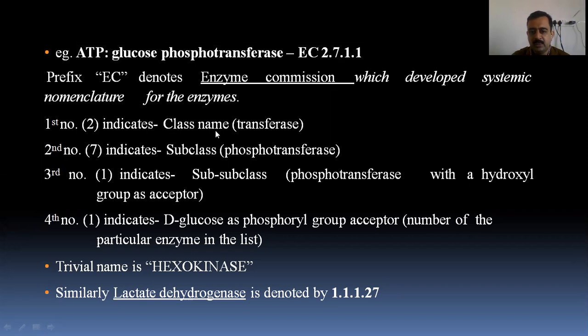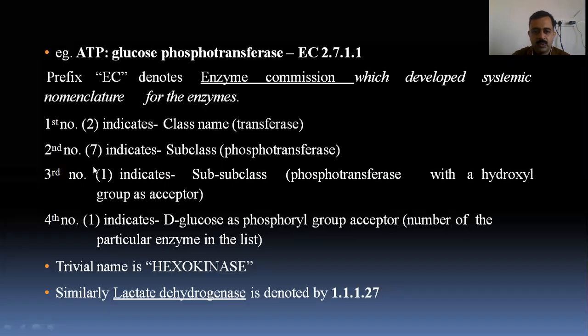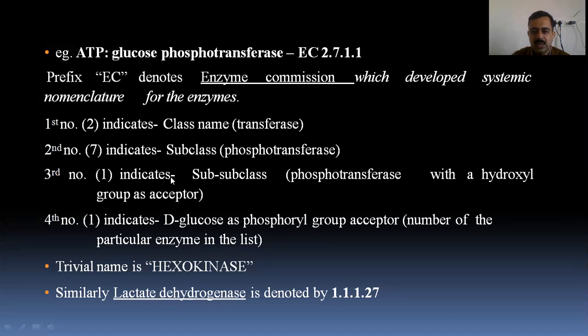It indicates the class name. What is the class name? Transferases. Class 2, transferase. What is this transferase functional for? Transfer of functional groups. Now, the second number, 7, indicates the subclass, phosphotransferases. So this is the main class, and this is the subclass, phosphotransferases. The third number, 1, indicates phosphotransferases with a hydroxyl group as an acceptor. In this class of enzymes, there are hydroxyl group acceptors, therefore the classification is 1.